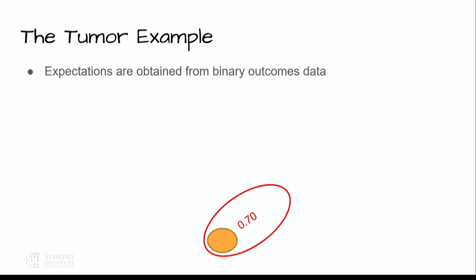So just to get you a little bit of intuition, let's think about the tumor example. So we have this tumor. The tumor has, let's say, certain genomic markers on it. So maybe we have a study where we look at a bunch of tumors that have those markers and we say in 70% of the cases there was metastasis.